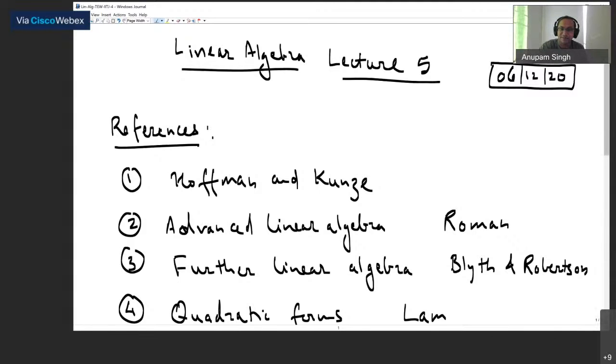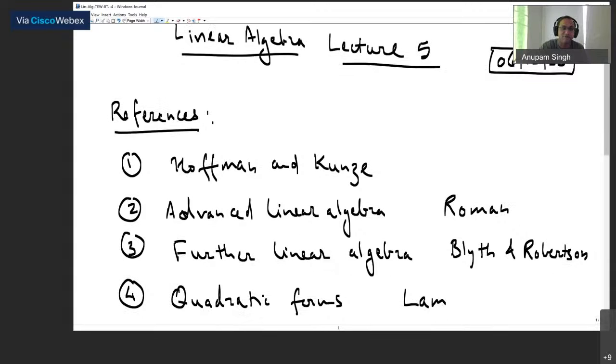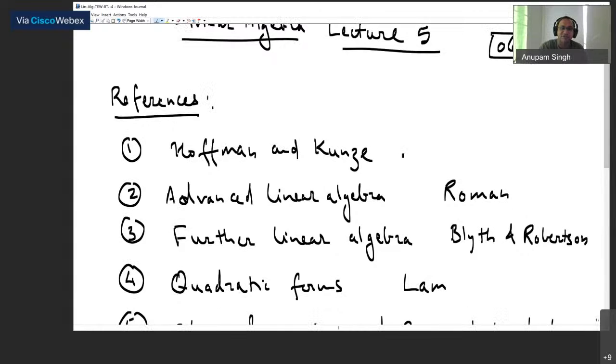So I am going to begin with presenting you some of the references which you might find useful if you're interested in studying this material and more around this. Of course, there is the standard textbook Hoffman and Kunze, which has all this kind of material, but not done in as great generality as I have been talking about, like working for an arbitrary field. Usually, it works with real or complex after a while.